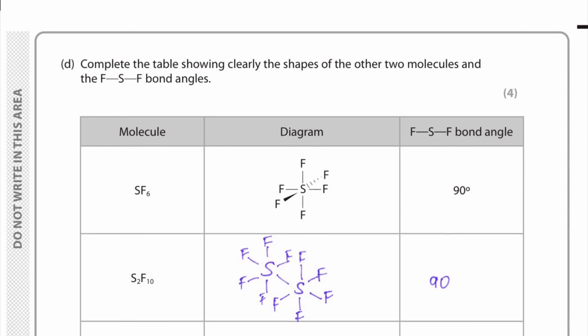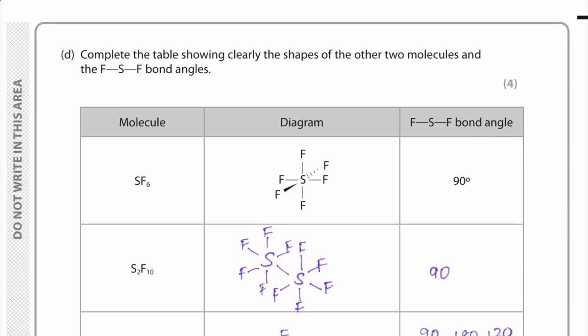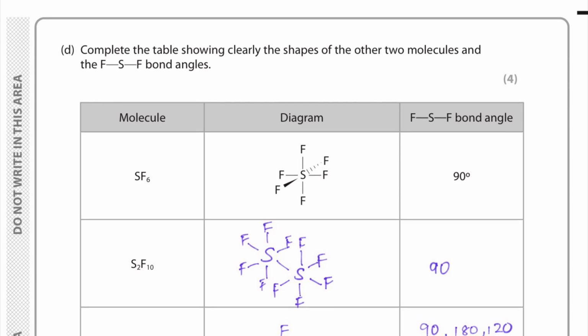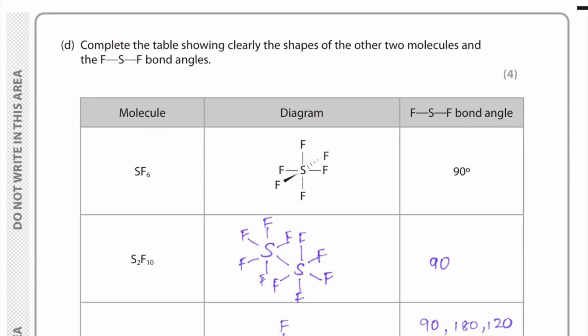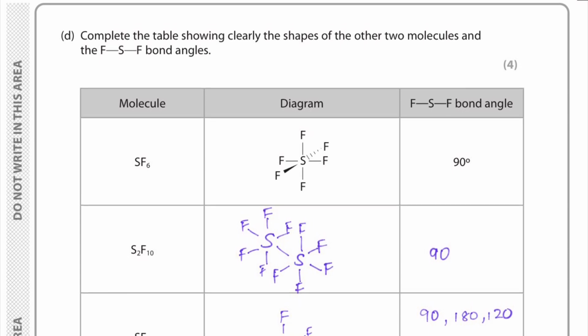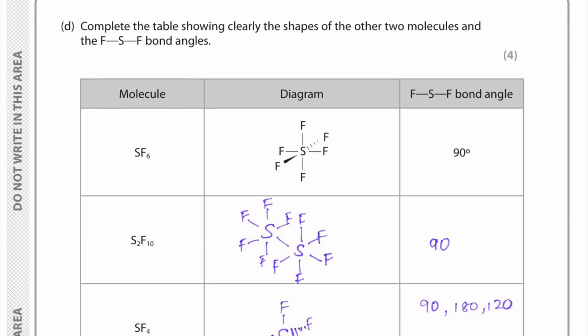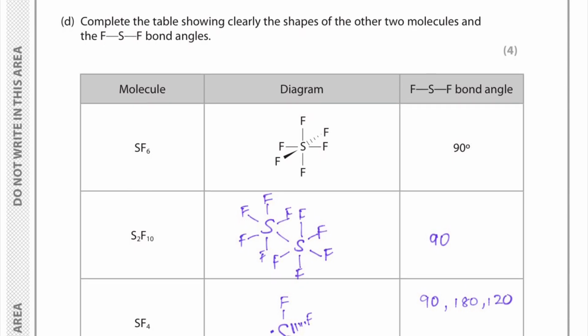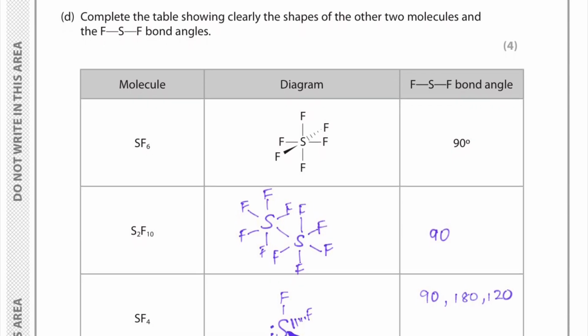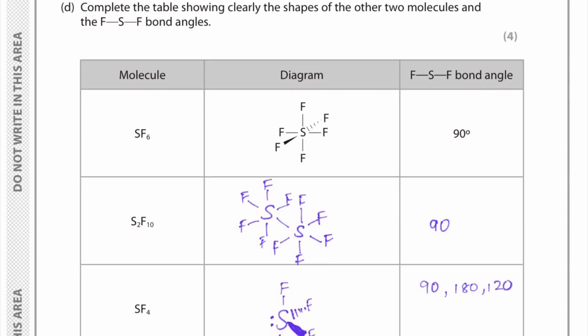Next, complete the table showing clearly the shapes of the other 2 molecules and the F-S-F bond angles. Let's go row by row. SF6 shape is octahedral with all bond angles at 90 degrees. S2F10, each sulfur is still forming 6 bonds, 5 to fluorine and 1 to the other sulfur, so the shape around each sulfur is still octahedral. Bond angles around fluorines are 90 degrees.